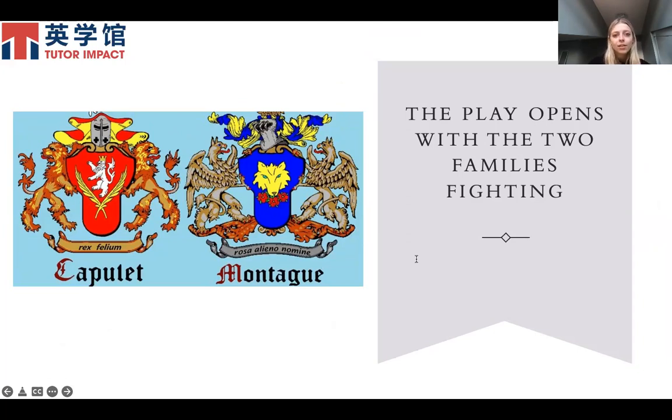As a result of this, the prince, who is the Prince of Verona, where the play is set, declares that the next person to break the peace and have another fight will be killed. So there's been a lot of fighting up to this point between the Montagues and Capulets.